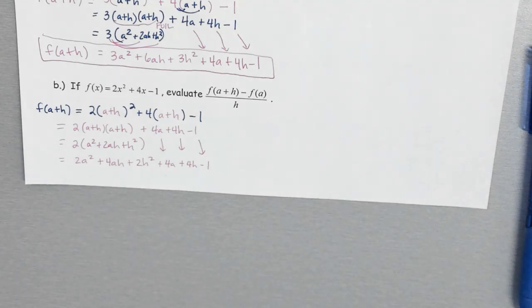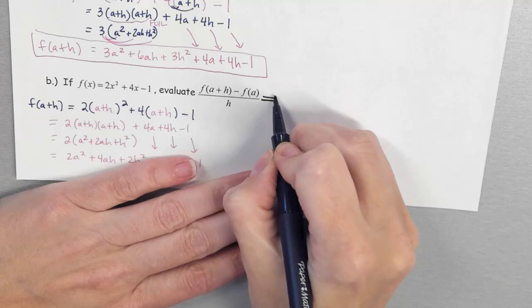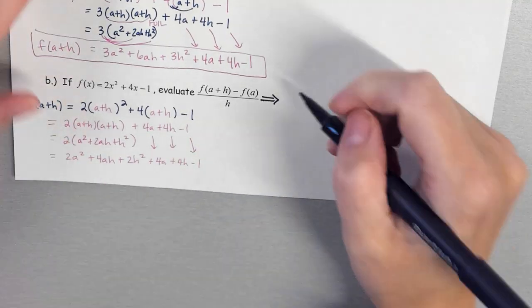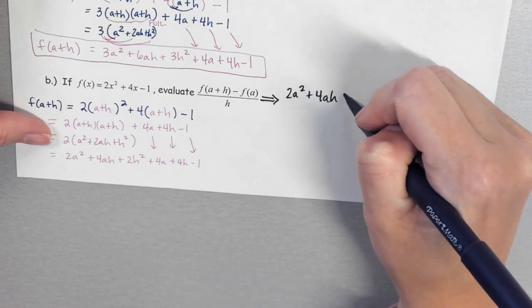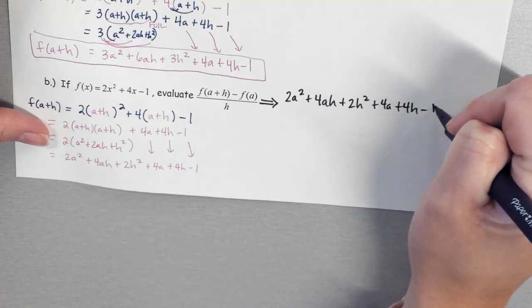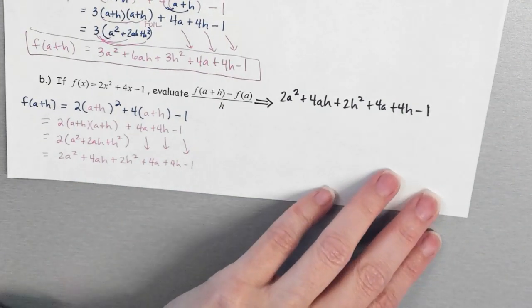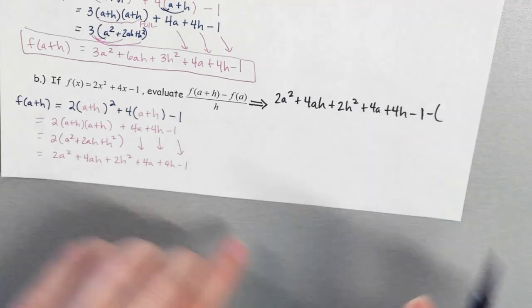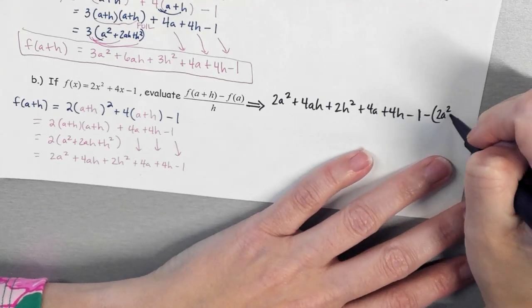Okay, what questions do you guys have on that first step there? Okay, so now we're going to put it into this fraction. So this is going to be equal to 2a squared plus 4ah plus 2h squared plus 4a plus 4h minus 1. And then it's a minus f of a. I'm going to have to squeeze that in there. The f of a is just this exact expression, except instead of x, you have a.